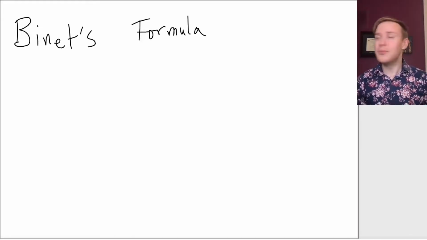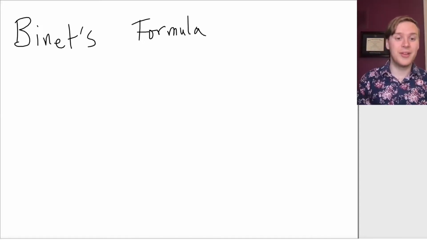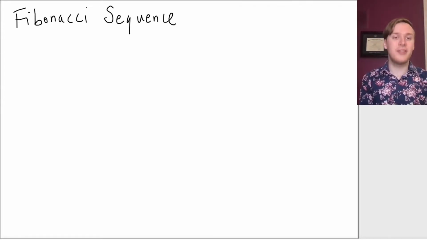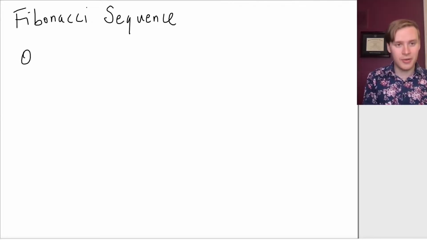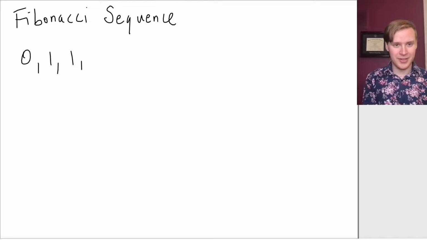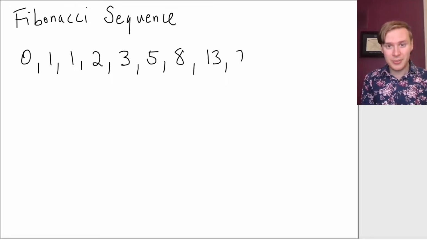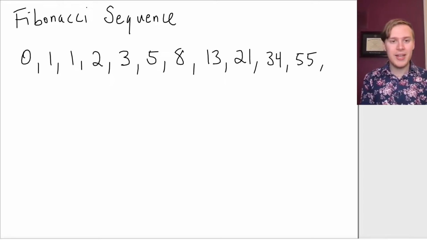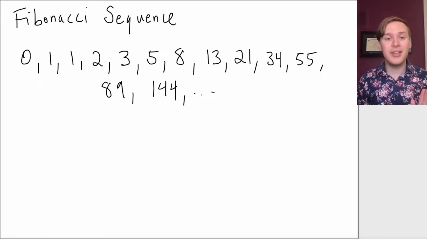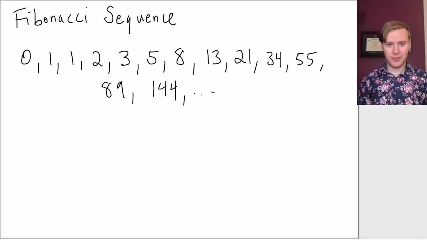So first of all, before we go into this, let's just review what the Fibonacci sequence is in the first place. So the Fibonacci sequence is this sequence of numbers: 0, 1, 1, 2, 3, 5. Can you see the pattern yet? 8, 13, 21. Do you see the pattern? 34, 55, 89, 144, and it keeps on going. Does anyone have any guesses as to what the pattern is? Pause the video for a second and think about it.